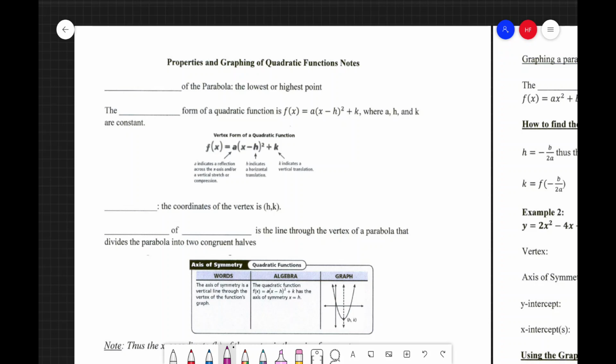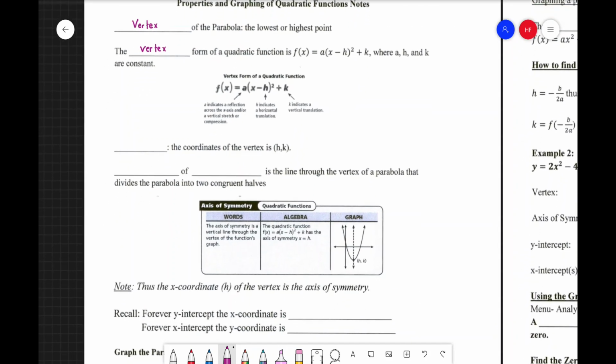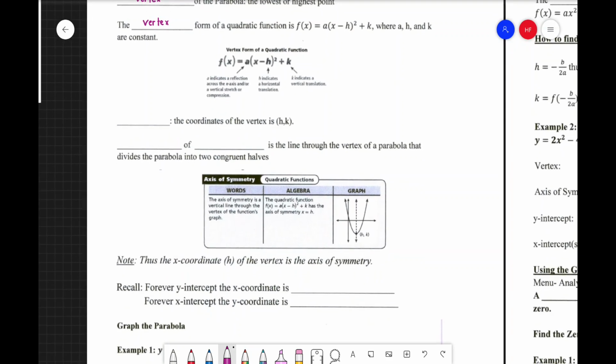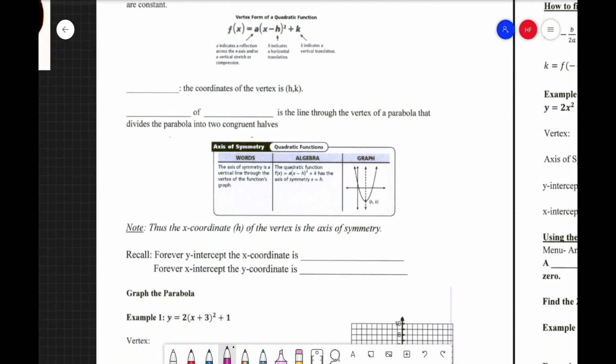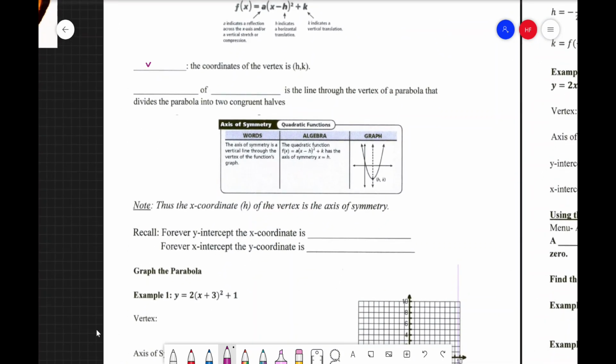So the blank of the parabola is the lowest or the highest point, and that is called the vertex. And the blank form of a quadratic function is a(x - h) squared plus k. So we saw that last time, that is vertex form. Vertex form of a quadratic function gives us all of our transformations right in the form. And the coordinates of the vertex are (h, k). So it's just the vertex.